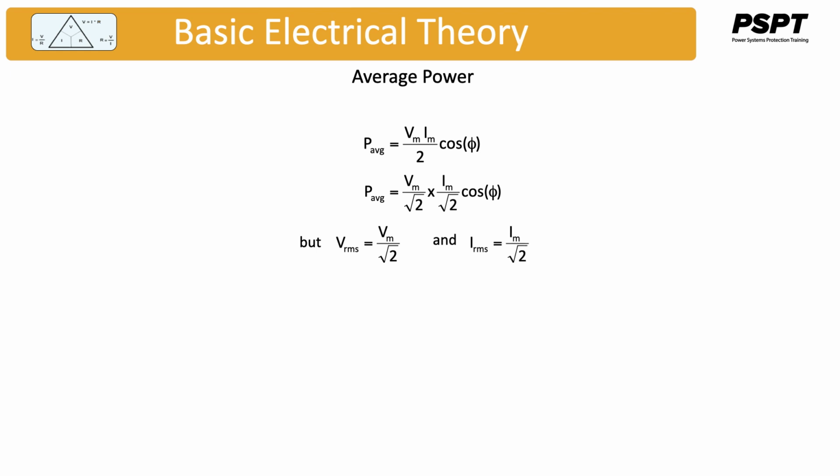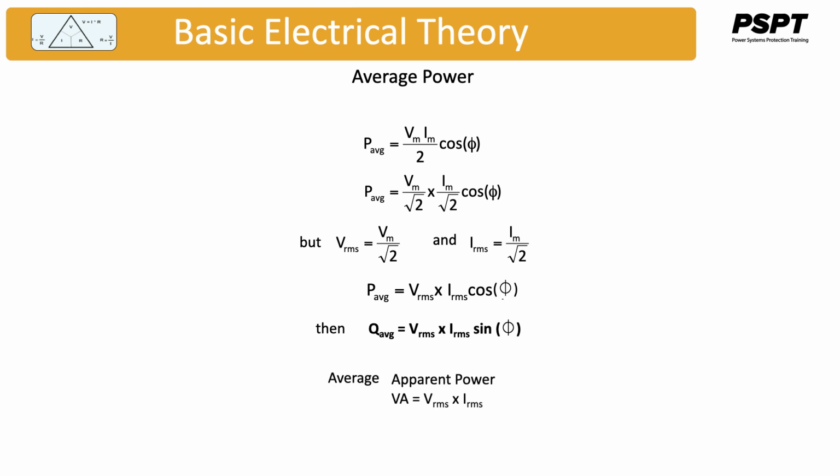So the average power consumption, real power consumption in this circuit is, if you measure the voltage in RMS and the current in RMS terms and multiply it by the cosine of the phase angle between the two of them, you come up with P average. Similarly, the Q average can be calculated using the same VRMS times IRMS, this time sine of the angle between them. And the apparent power, VA, can be calculated using just the VRMS times the IRMS.